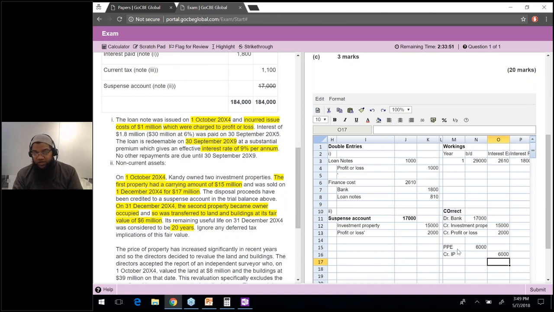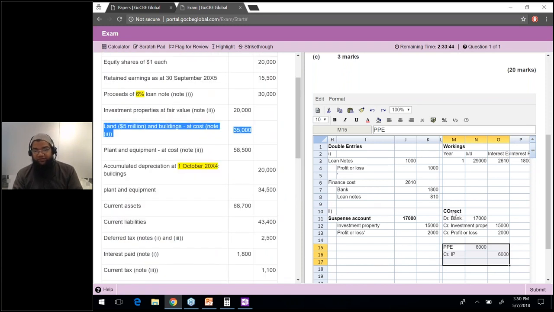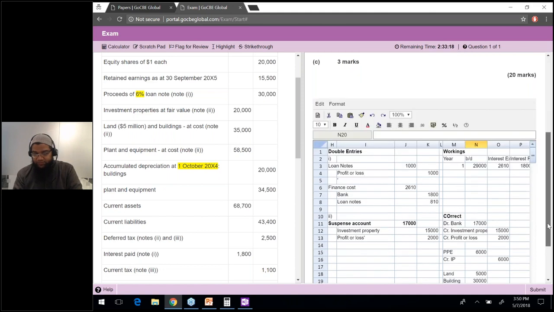So what the question actually wants from us is that, if I go upwards, the land and building had a cost of $35,000. Out of this cost of $35,000, we have the land element of 5,000 and a building element of the remaining 30,000. So this will give us the total of 35,000.